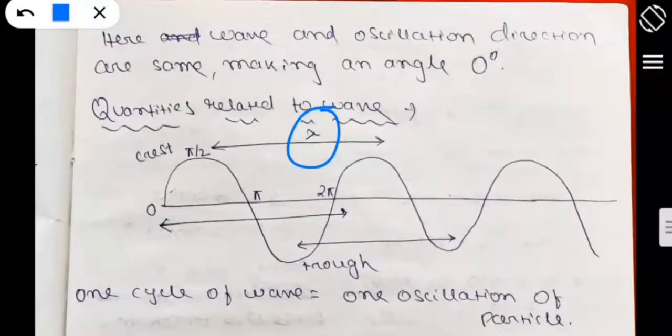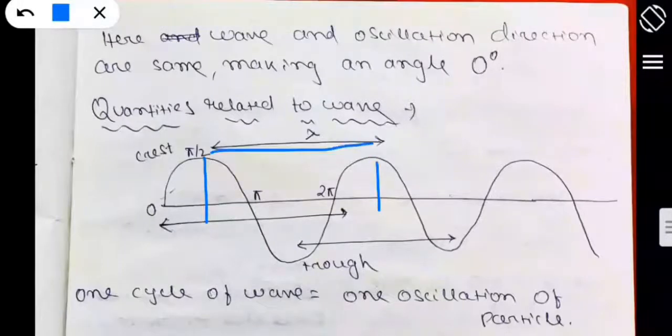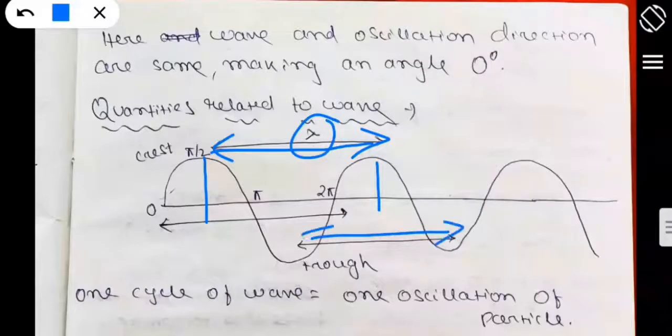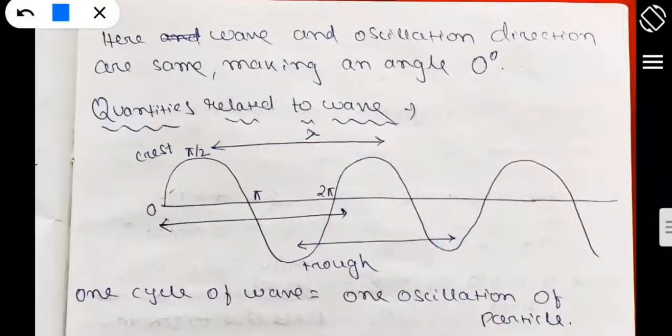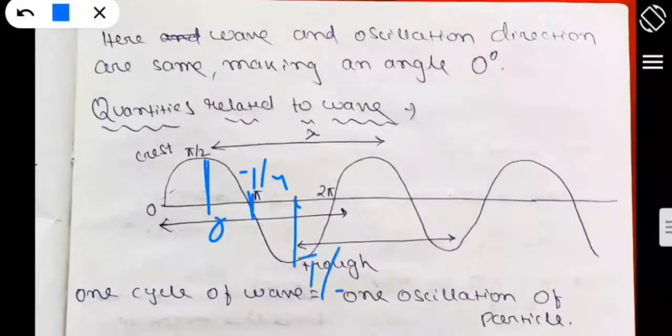The wave's length is known as lambda. And what is its calculation? The distance between two successive crests is known as lambda, or between two successive troughs is also lambda. And what is this one? This is a full time. How much time has it taken? 0, then this time is T by 4, this time is T by 2, this time is 3T by 4, and the last one is T.